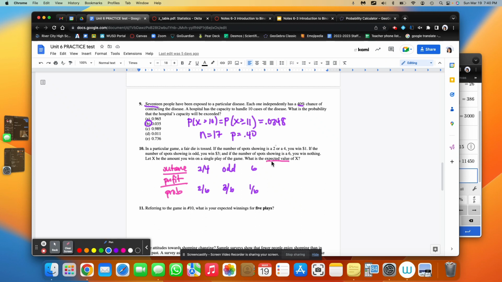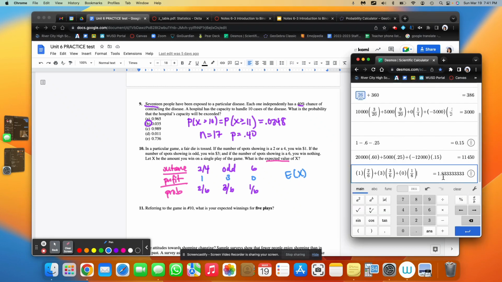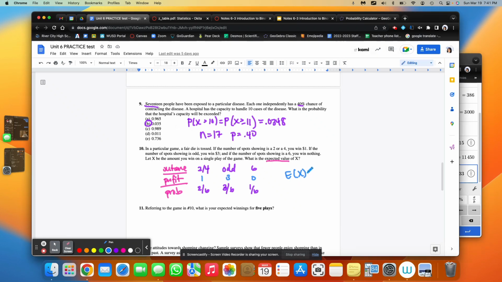In terms of the profit column, it doesn't say that you're paying to play this game. So rolling a 2 or 4, you win $1. Odd, you win $3. Rolling a 6, you win nothing. Now to find the expected value, we multiply the profit times the probability and add those together. In our calculator, that's going to be 1.83. So the expected value is $1.83 per game. That means if we play this game many times, we would win $1.83 per game.